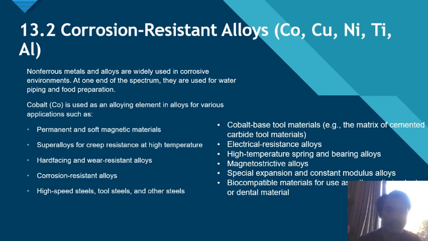In corrosion-resistant alloys, non-ferrous metals and alloys are widely used in corrosive environments. At one end of the spectrum, they are used for water piping and food preparation. Cobalt (Co) is used as an alloying element in alloys for various applications such as permanent and soft magnetic materials, superalloys for creep resistance at high temperature, hard surfacing and wear-resistant alloys, corrosion-resistant alloys, high-speed steel, tool steel and other steels, cobalt-based tool materials, e.g. the matrix of cemented carbide tool materials, electrical resistance alloys, high-temperature spring and bearing alloys, magnetostrictive alloys, special low expansion and constant modulus alloys, and others.